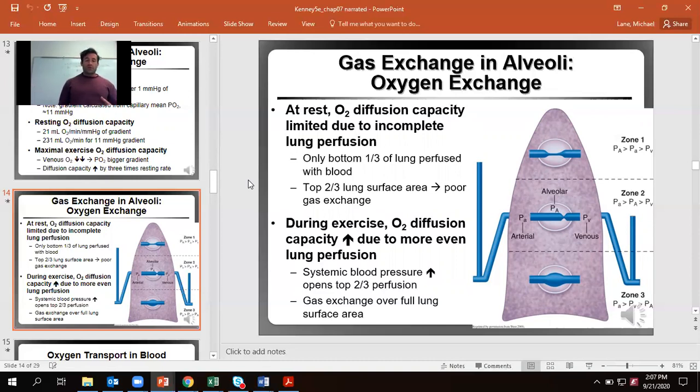Now, once we start exercising, we're going to get way better oxygen diffusion because we're literally perfusing the entire lungs with blood flow at a high enough rate that it allows for all of those capillaries around all of those alveoli to be utilized optimally.